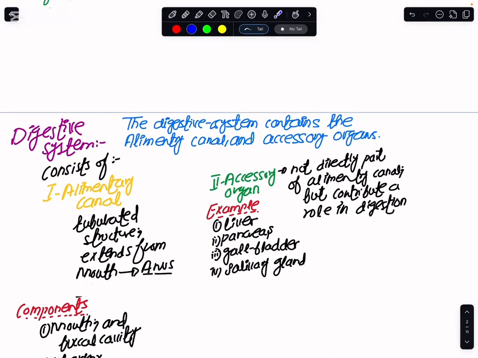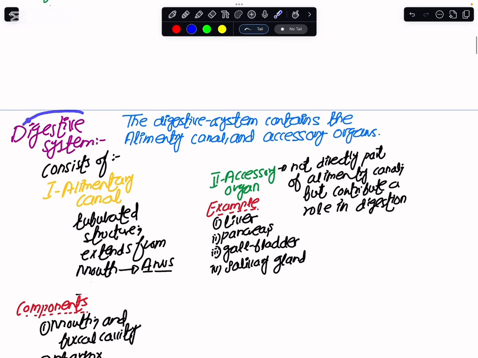Now, this digestive system that we have developed in our body further comprises two major things. On one side, we have the alimentary canal, and along with the alimentary canal, we have the accessory organs. The alimentary canal is a tubular structure, as we will see in a while. It starts from the mouth and terminates at the anus, from where we remove the undigested food materials out of our body.